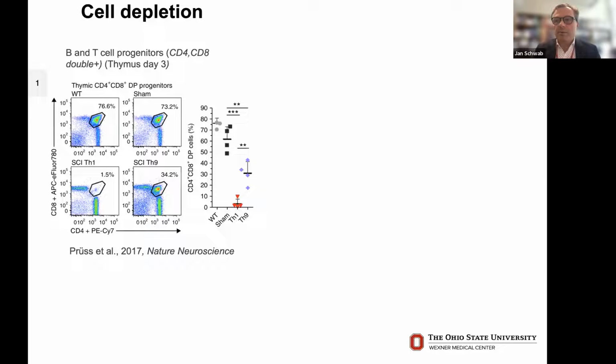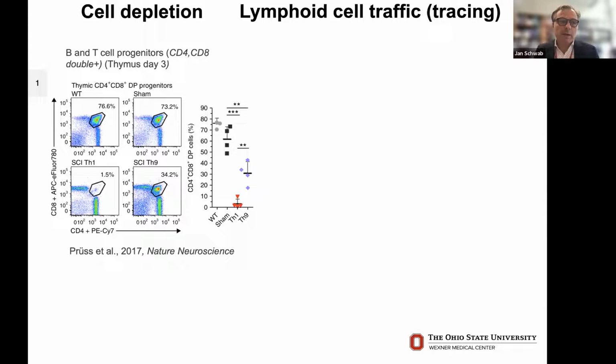And one of the major features of the immune system is that you have immune cells patrolling, trafficking throughout the body. And we were interested to see whether this patrolling or trafficking is also affected. For that, splenocytes were taken and labeled from naive animals and then transplanted through the tail vein back into animals with either high thoracic or low thoracic injuries, and then compared to controls.